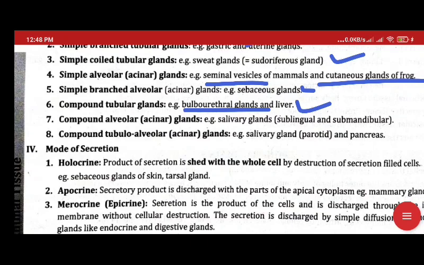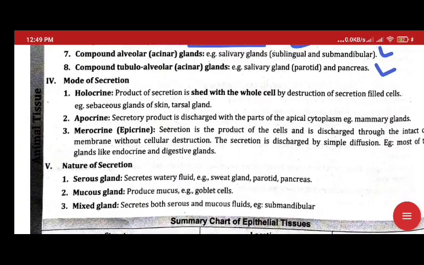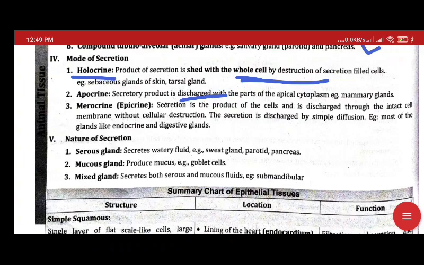Also alveolar compound: salivary gland, compound tubular, parotid and pancreas. Mode of secretion. Holocrine we already studied: the whole cell gets destroyed. Apocrine means the tip of the cell gets destroyed, but merocrine means no destruction.